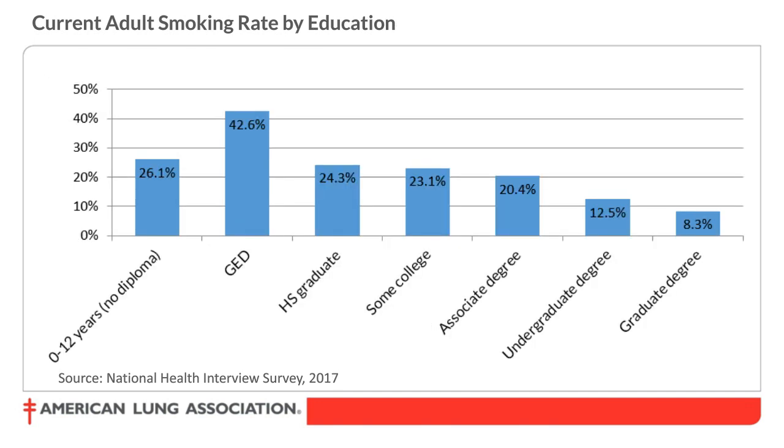Level of education also influences smoking rates. As you can see, those with an education level of 0 to 12 years have a smoking rate of 26.1%, and those with a GED have a smoking rate of 42.6%. Those with graduate level degrees have an 8.3% smoking rate.